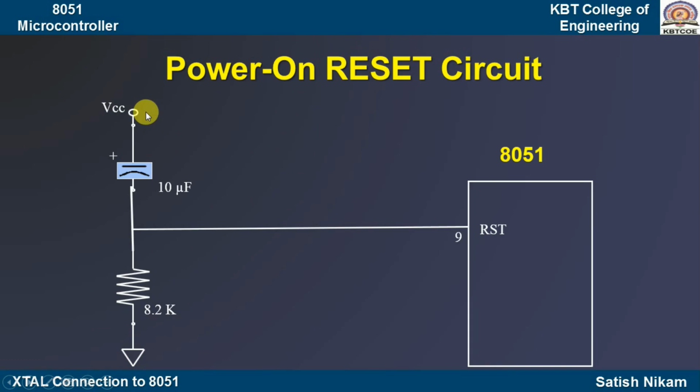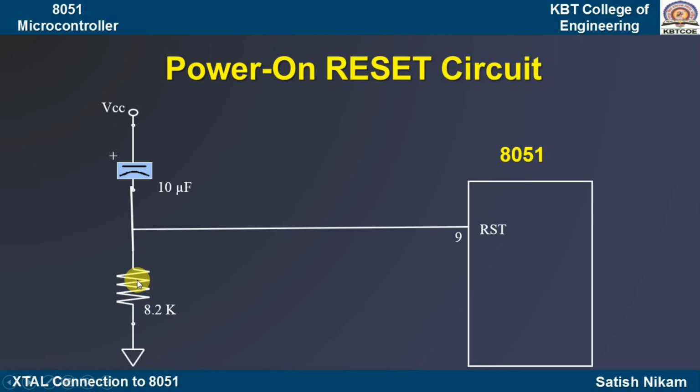When I make the power on, before the power on, we will discuss first here. Before the power on, definitely this capacitor is not charged. So whatever may be the voltage on VCC, the same voltage is supposed to appear here at pin number 9. Now, as the voltage is applied, your capacitor starts to get charged because the current will flow through this resistor.